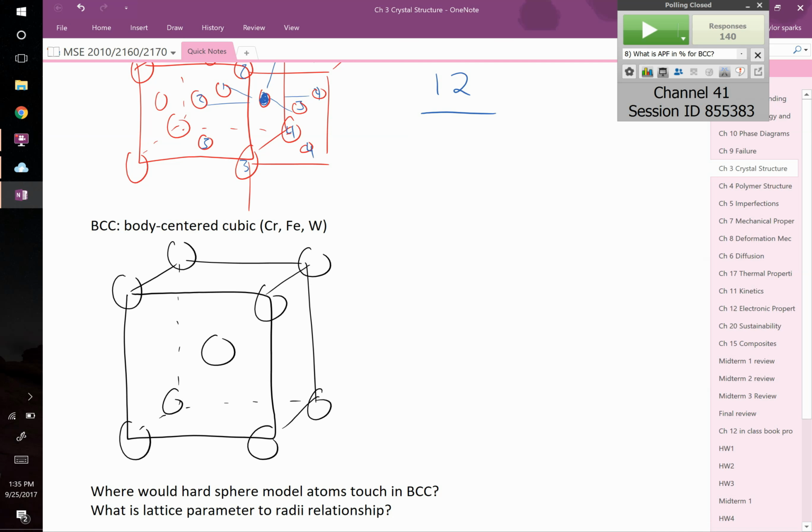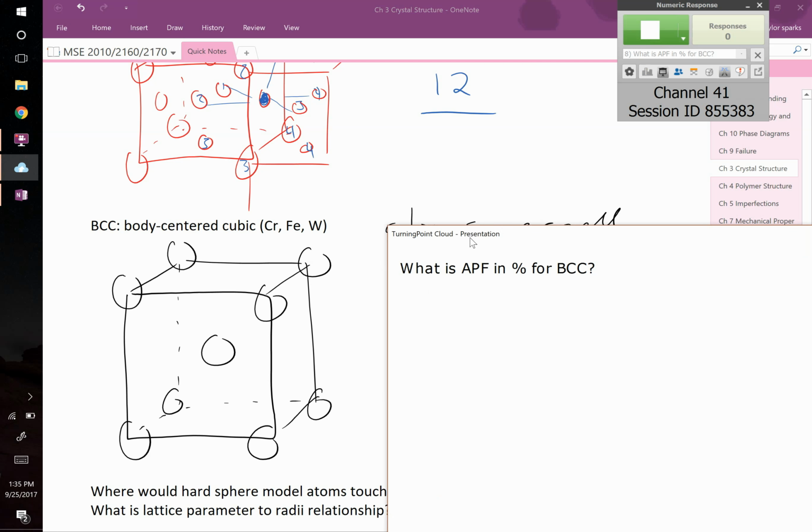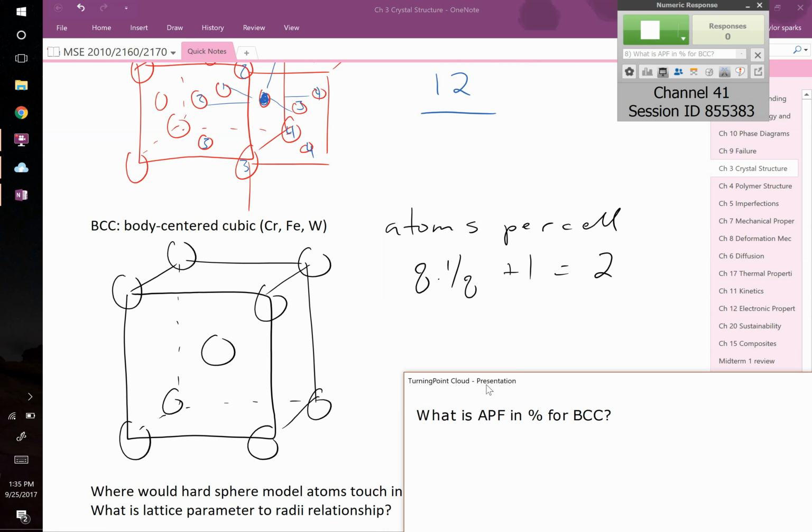So, first off, how many atoms are there per unit cell? There's going to be 8 times 1/8, just like before. That's from the corners. Plus 1 that's completely inside. We've got 2. 2 atoms per unit cell. Now, what would be the coordination number? Let's see. Actually, let's do the atomic packing fraction. That's our next question. What would be the atomic packing fraction for this?